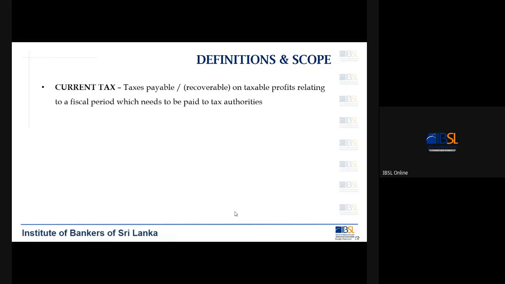When you look at income taxes, what do you mean by income taxes in the first place? Whenever you earn revenue, you incur certain expenses, and then you determine a profit for the organization. When you earn a profit, there is a corresponding liability that you need to pay a certain percentage of your profits as income tax to the government. It is a source of revenue for the government.